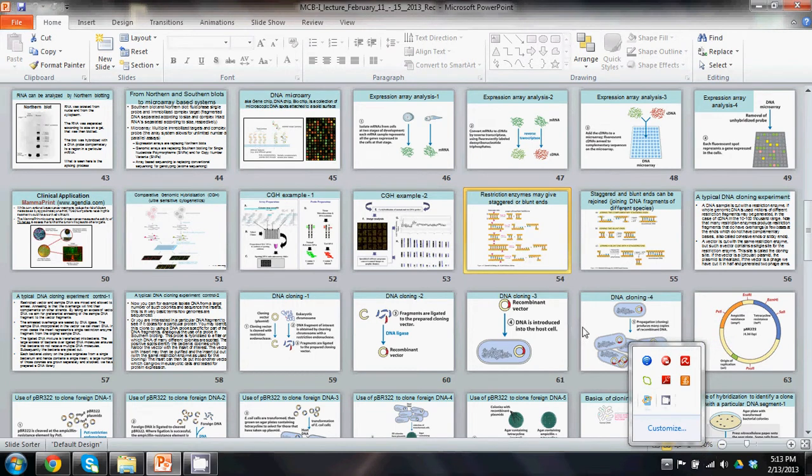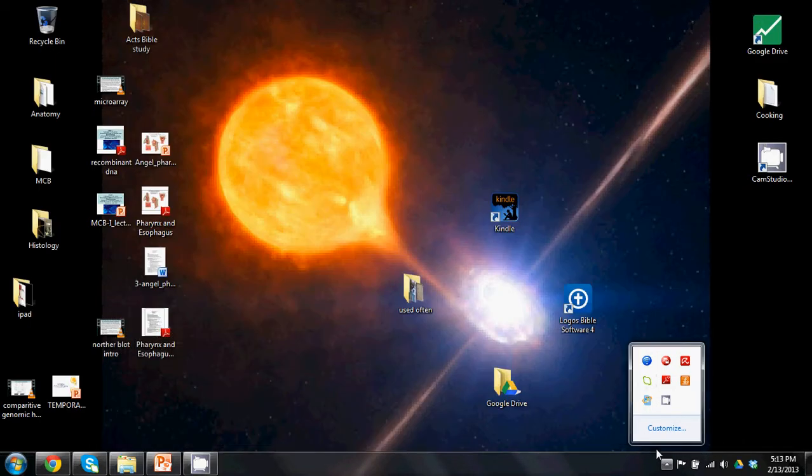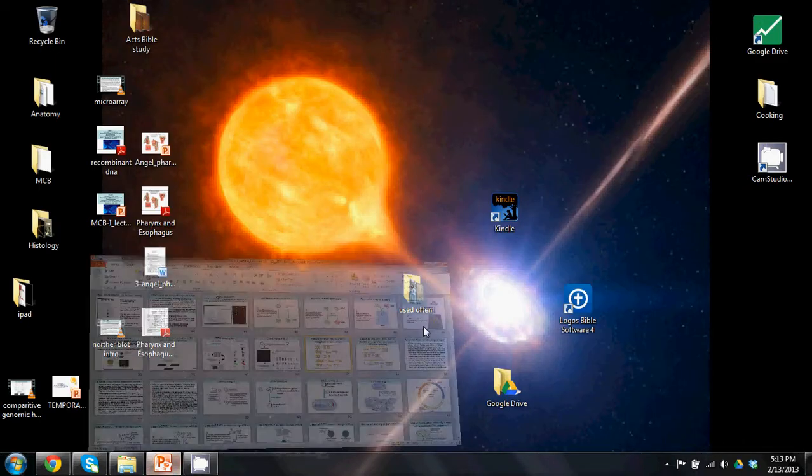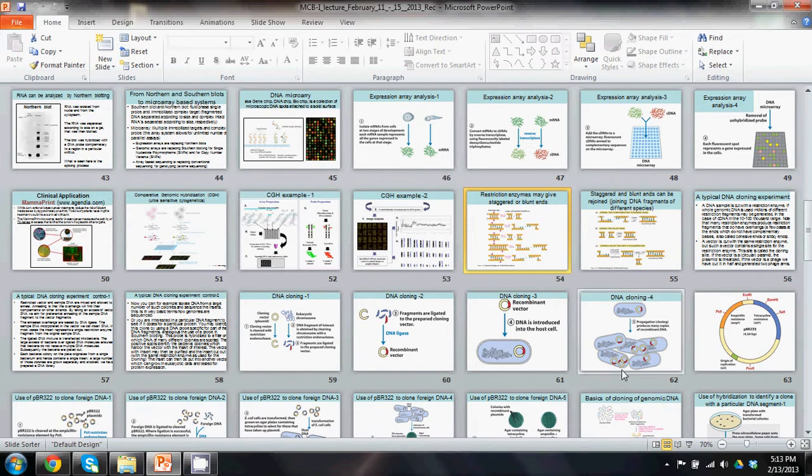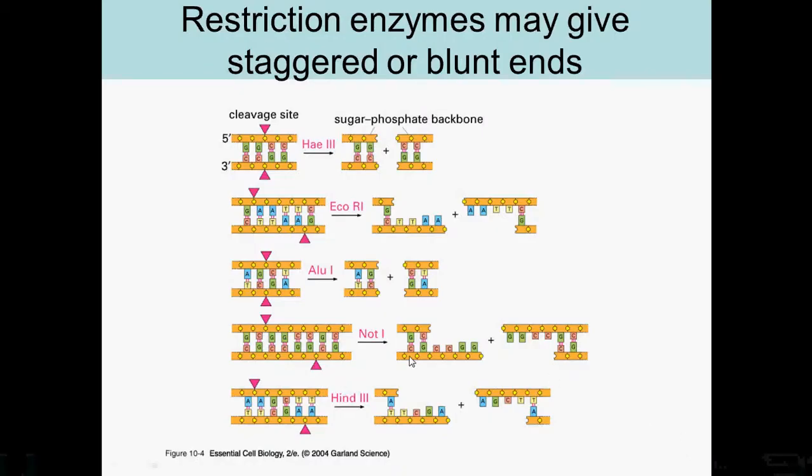Alright, so in this video, we're going to be talking a little bit about sticky ends and blunt ends and how to do cloning, mainly cloning. So we have different cleavage sites, places where the DNA is cut.